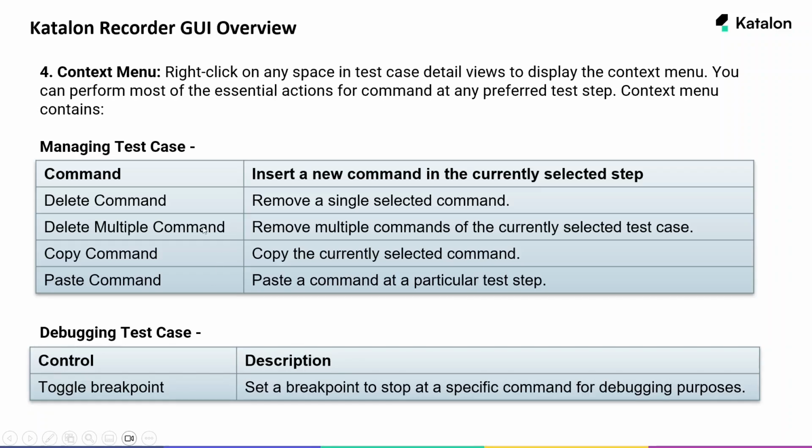And then the fourth section is context menu. Right click on any space in test case detail views to display the context menu. You can perform most of the essential actions for command at any preferred test step. Context menu contains managing the test cases. To manage the test cases, delete command, copy command, paste command. To debug, you can use toggle breakpoint.